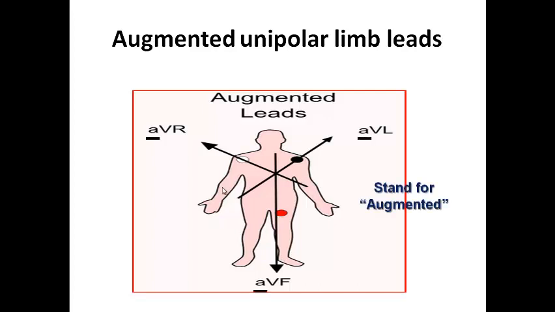The letter A stands for augmented, because sometimes if we have just the waveform of these leads, it may show that they have low voltage signals, and that's why there is an augmentation of these signals in order to be apparent clearly on the ECG paper, and that's why we call them augmented leads. So that's why we put a letter A at the start of this abbreviation.